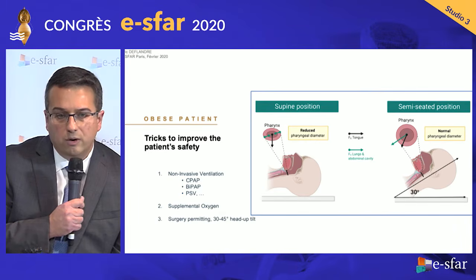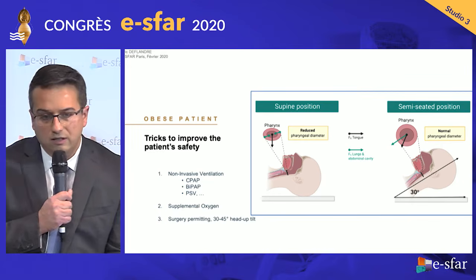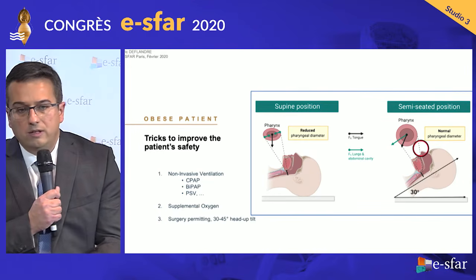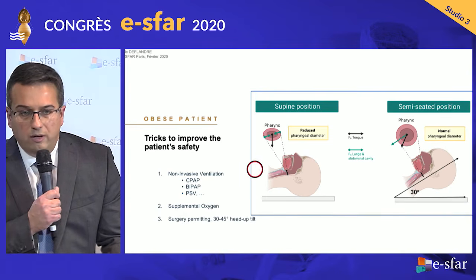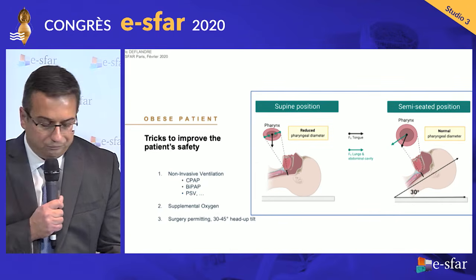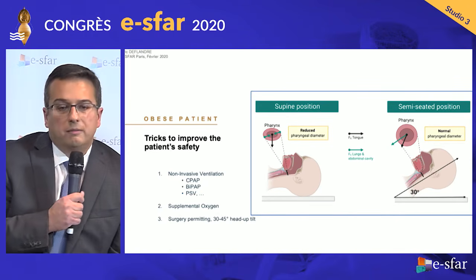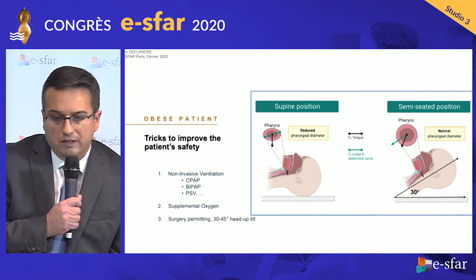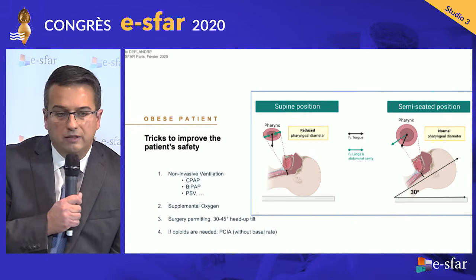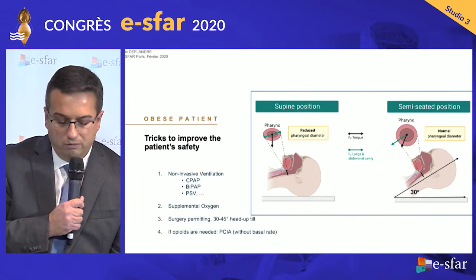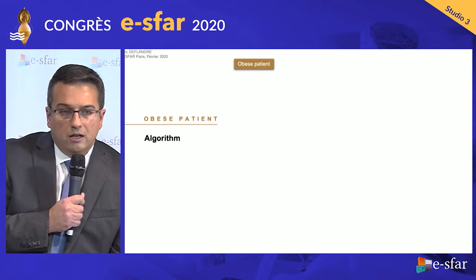You see on the right of the figure that the semi-seated position decreases the probability of upper airway collapsibility in comparison with the supine position. Finally, I'm advocating for opioid-free anesthesia, but if opioids are needed in postoperative care, PCIA should be used.